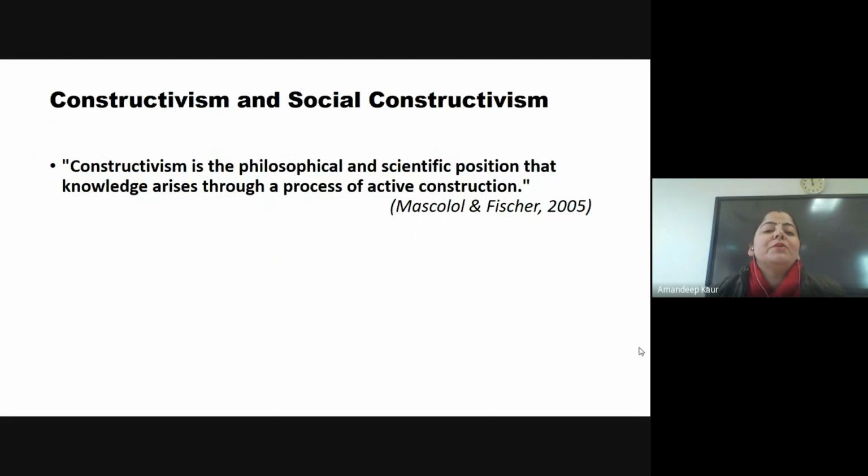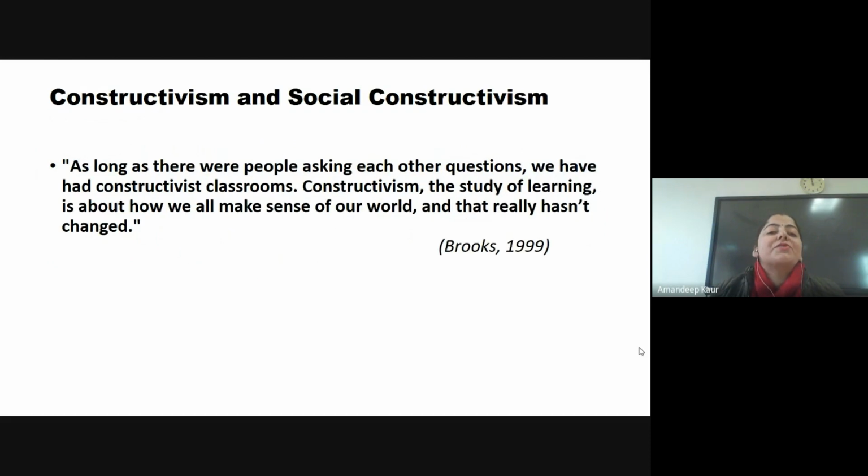So when it comes to the various learning theories, there are two major factors that we need to consider. One is the constructive approach of learning, and another is the social constructive approach of learning. I'm not going into the detail of this particular concept, but this theory demands that students are able to develop their knowledge when it is actively constructed.